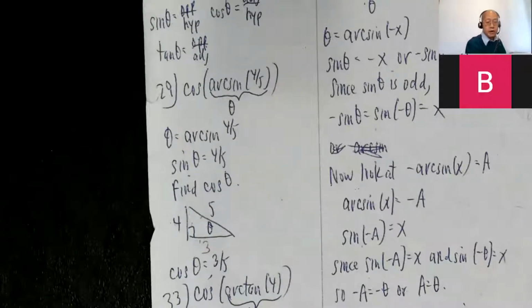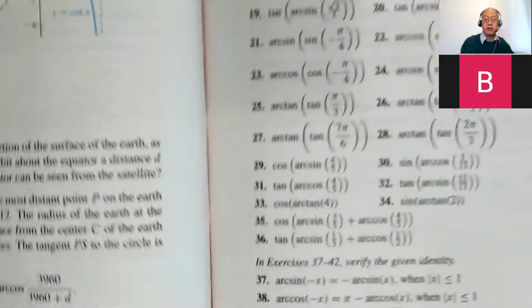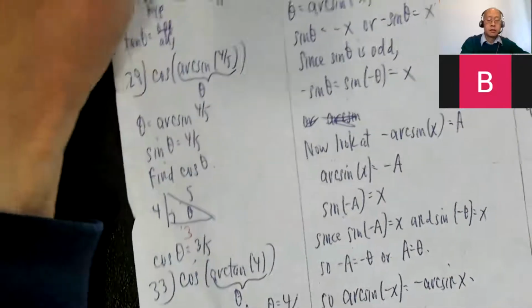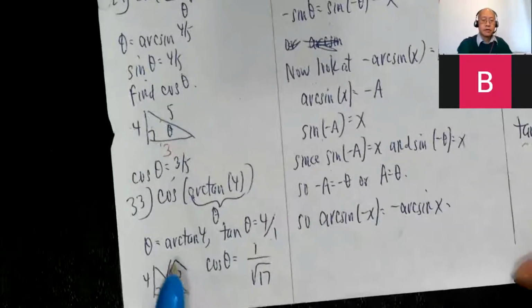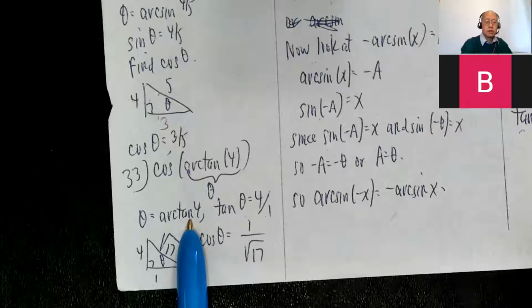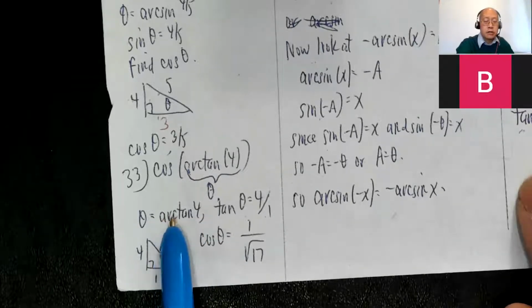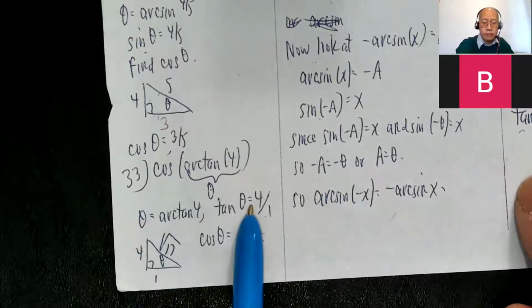33. Cosine of arctan of 4. Number 33 there. Cosine of arctan 4. So I'll call this theta. In other words, find cosine of theta. So theta is arctan 4, which means tangent of theta is 4. Rewrite it without the arc. So you know you're not taking the tangent of 4. So I'm taking tangent theta is 4 over 1.